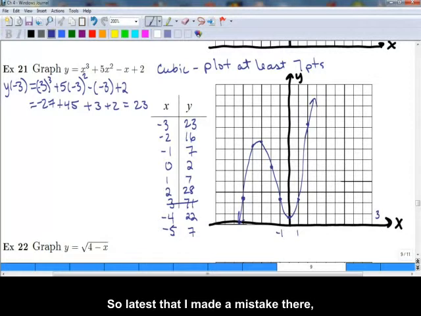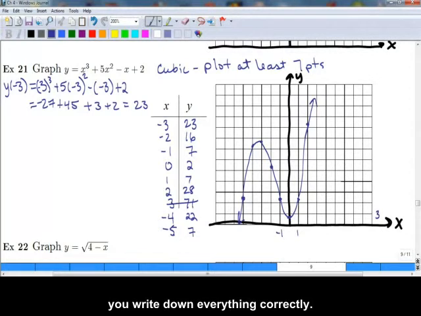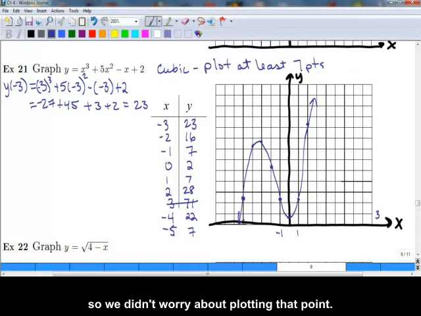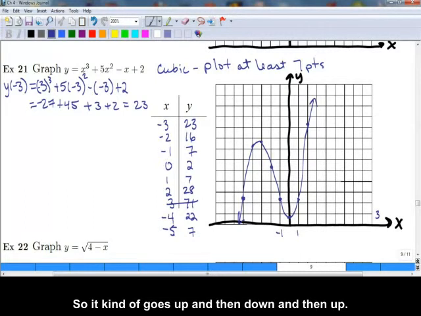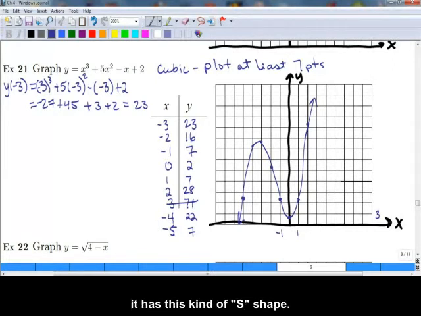So like I said, I made a mistake there, so be careful when you're doing these that you don't make mistakes. You write down everything correctly. And in this case, 71 was not going to be on our graph, so we didn't worry about plotting that point. We needed to go backwards because a cubic function always has this kind of S shape. So it goes up and then down and then up, or it can go down and then up and then down. But regardless, it has this S shape.